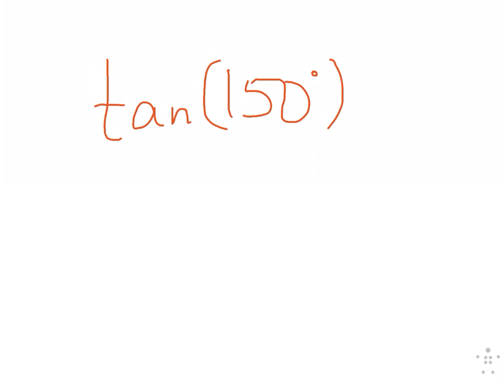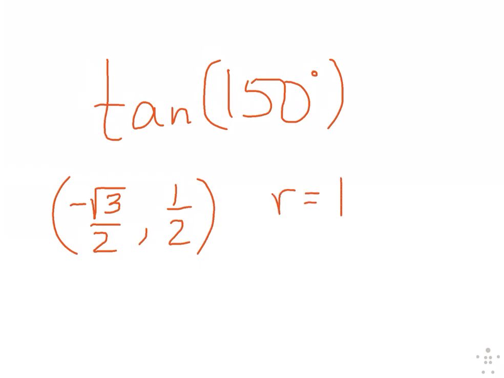With your piece of paper that I gave you, 150 degrees has what ordered pair attached to it? Negative root 3 over 2, and 1 over 2. Okay, you need the ordered pair. Gage, what's the radius for this? 1. Awesome. The tangent is the y-coordinate. What's the y-coordinate for the ordered pair that you just gave me? 1 over 2. Divided by, what's the x-coordinate? Negative root 3 over 2.